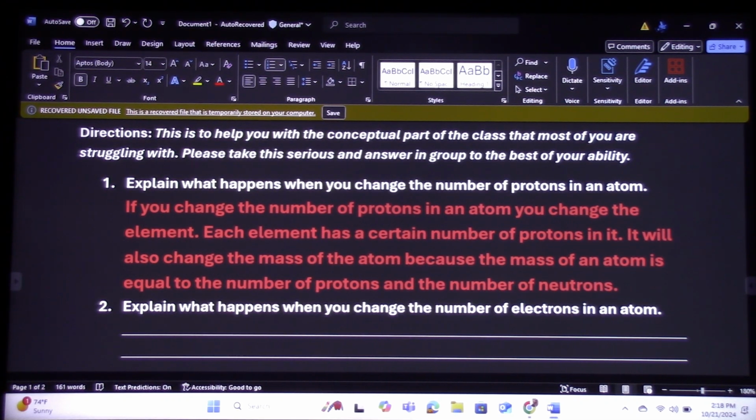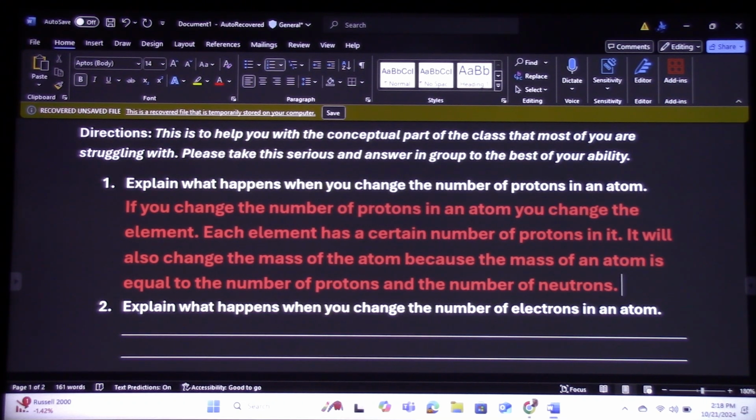So this is a really good, detailed answer, and please do not think you have to memorize these answers. This is pretty much what I'd be looking for if I asked you to explain what happens when you change the number of protons in an atom. It changes the mass of the atom, because the mass of an atom is equal to the number of protons and the number of neutrons, and it changes the element because each element has an assigned atomic number. You change the number of protons, that's what the atomic number is. It's a different way of saying it, or you go with what we have here.